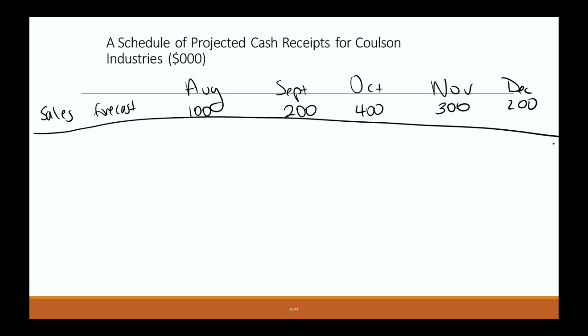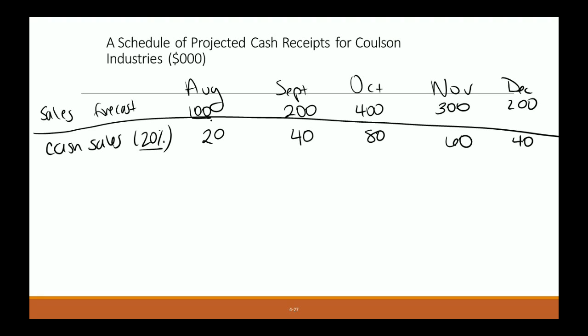So the problem says that historically 20% of the firm's sales have been for cash. Okay, so in August, that means that they collected 20% of their $100 in sales that month. In September, 20% of 200 is 40, 20% of 400 is 80, 20% of 300 is 60, and 20% of 200 is 40. So I simply took 20% and multiplied it by the sales forecast.